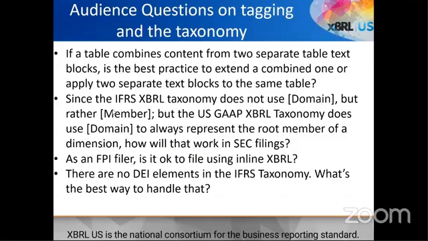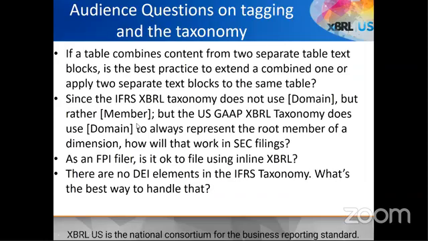Okay, great, thank you. The second question, I think we've already answered this. This is relative to the domain and the member. The third question is, as an FPI filer, is it okay to file using inline XBRL? Yes, it is. Good. We think it's actually pretty cool. We're actually big fans of inline XBRL over here.